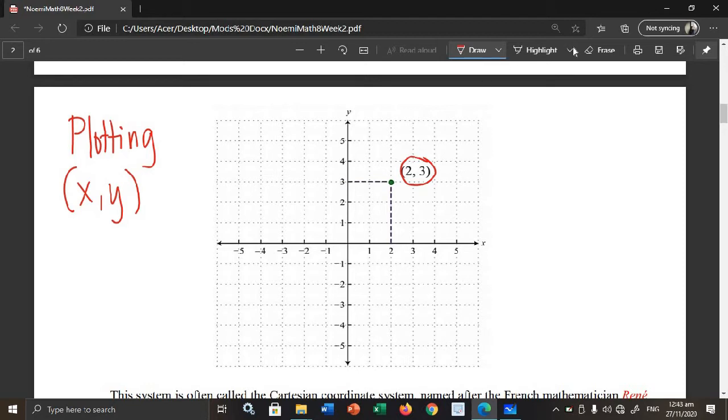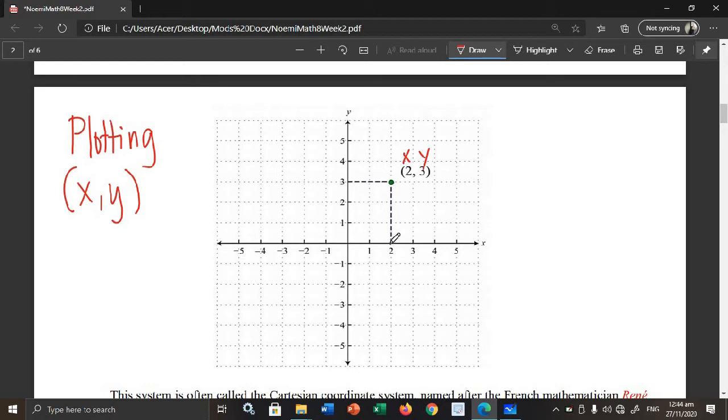Yung 2 mo, yun yung abscissa mo, di ba? Yun yung x-coordinate mo. Yung 3 mo, yung y. So, ibig sabihin, kapag x-coordinate, punta ka doon sa x-axis. Kapag y-coordinate, doon sa y-axis. So, dito, ang una mo laging ipa-plot kasi, yung x. So, x is positive, therefore, 2 units to the right, kasi positive siya.